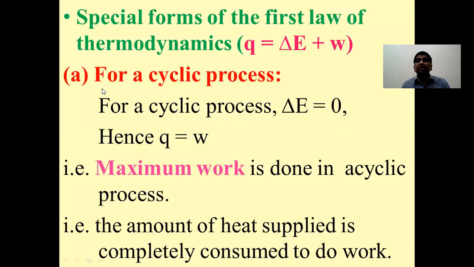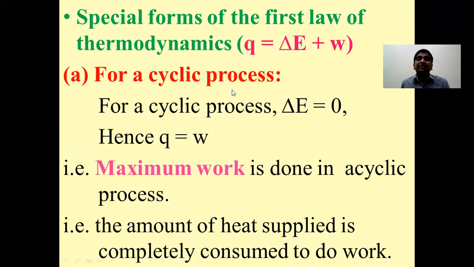Now, how this first law of thermodynamics can be deduced for different processes, that we will see. So let us consider what form the first law of thermodynamics takes when we apply it to a cyclic process. A cyclic process is nothing but a process in which a system undergoes a series of state changes such that its initial and final states are the same.